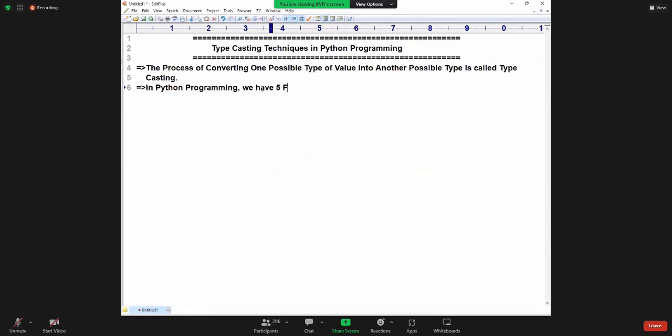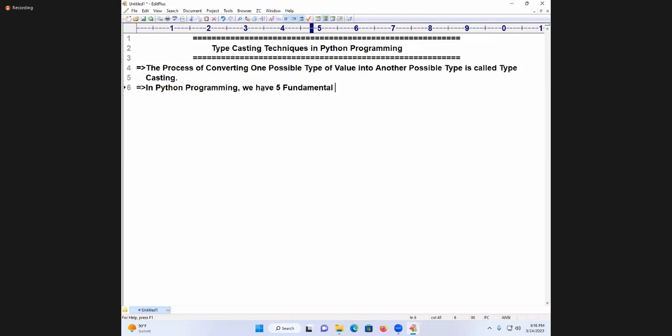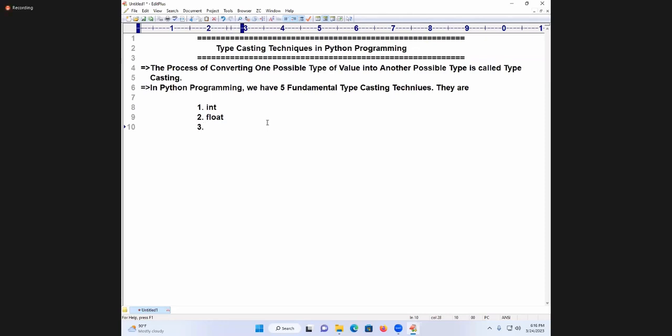In Python programming, we have 5 fundamental typecasting techniques. What are the 5 fundamental typecasting techniques, students? Number 1, I'm going to write it. Come on, what is that now? Int. What is int? It is your data type, right? What are the data types we discussed so far? Int type, float type, bool type, complex type, str. These are our data types which we discussed.